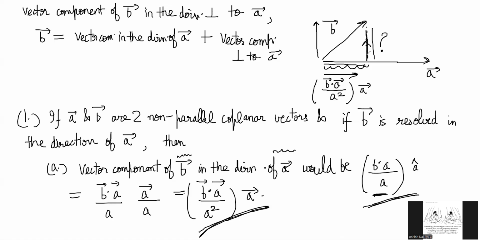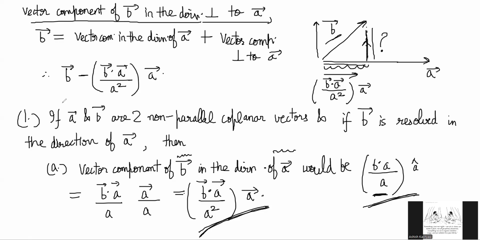So if I want to find out this vector, the perpendicular part, I can just write it as B vector minus this, right? So therefore, our answer for vector component of B in the direction perpendicular to A will be simply B minus B dot A by A square into A vector, right? So this is subtracting from B vector the component that is parallel to A. So that will give us the component that is perpendicular to A, right? So this result and this result you should understand visually and be able to apply in problems, right?